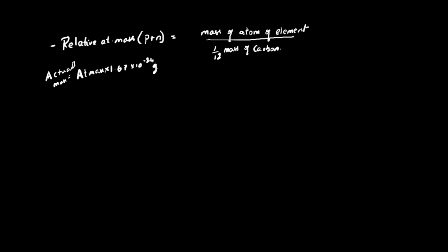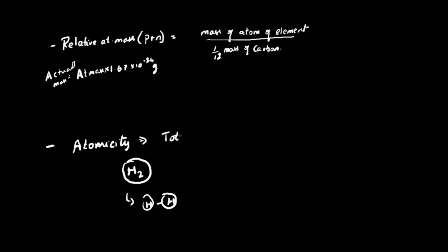Next, what is atomicity? So you have seen hydrogen, you have seen oxygen, right? Hydrogen is an element, oxygen is an element. But what is hydrogen gas? Whenever I tell you to write the structure of hydrogen gas, you will write H2. Hydrogen gas is H2. Oxygen is O2. Chlorine gas is Cl2. So here the 2 represents the atomicity. The total number of atoms in a molecule is called atomicity. So H is the element hydrogen, whereas H2 is the molecule hydrogen.